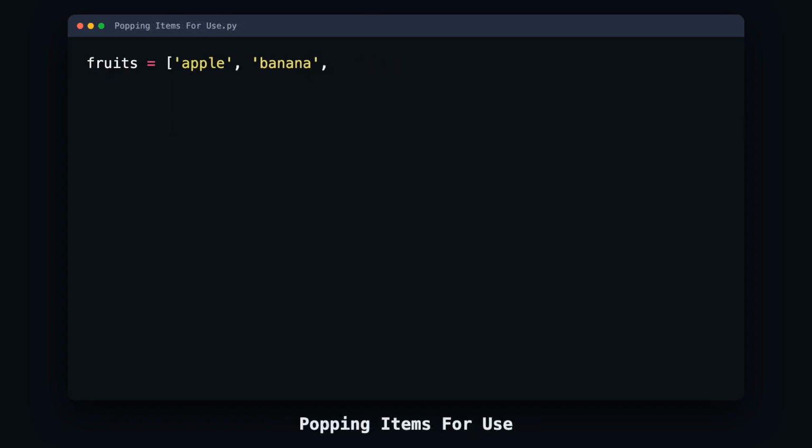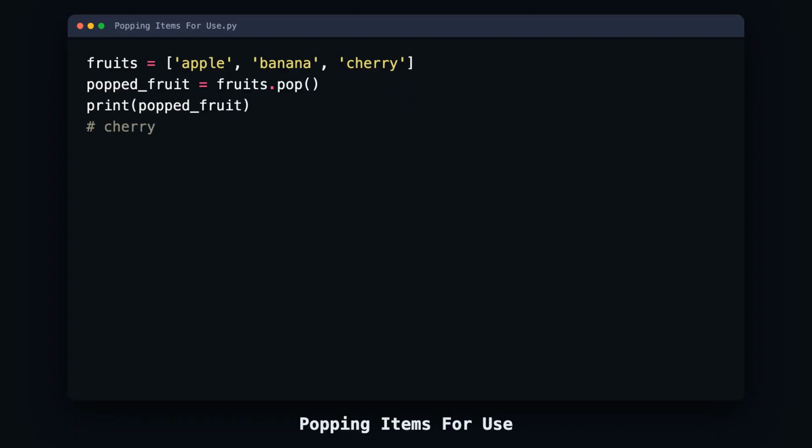Sometimes you want to remove an item from a list, but still work with its value. The pop method removes the last item by default and lets you assign it to a new variable. In our code, we pop the cherry off the end and store it in a variable for printing. A frequent mistake is forgetting that popping modifies the original list permanently. Our output shows the popped item ready for use.